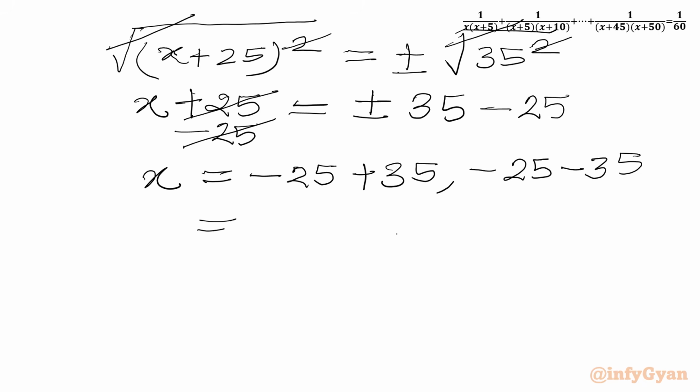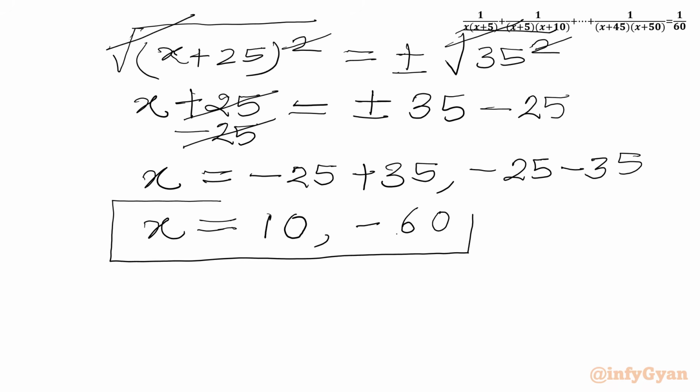Minus 25 plus 35 is 10. So our first real solution would be x equal to 10. Minus 25 minus 35 will be minus 60. So we have two real roots or solutions of this equation, x equal to 10, x equal to minus 60.